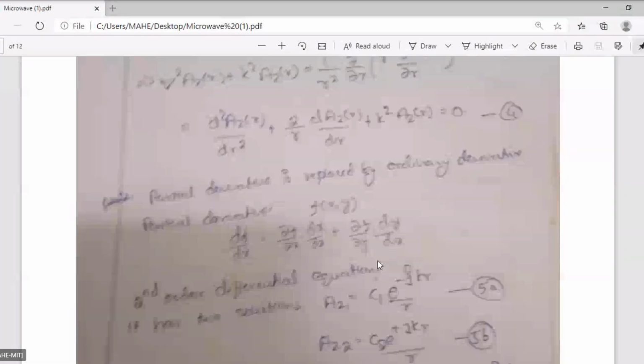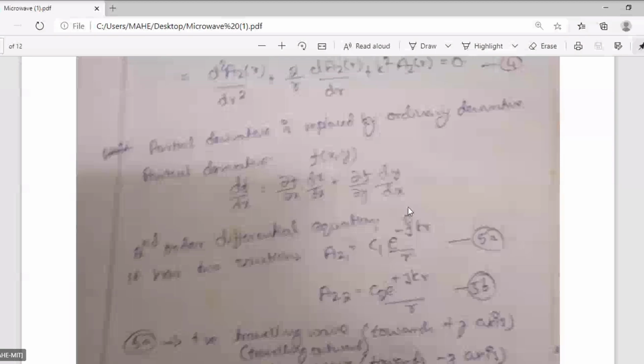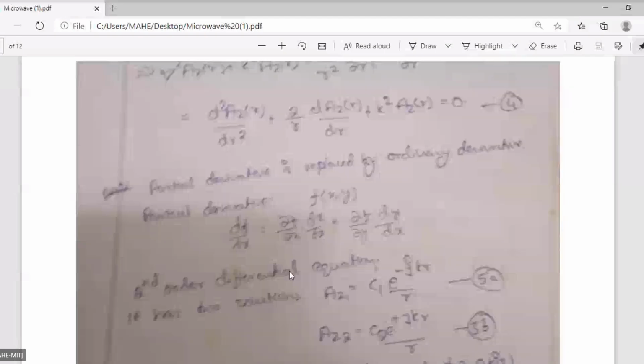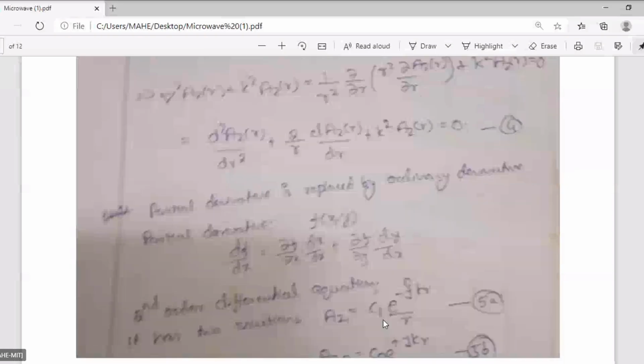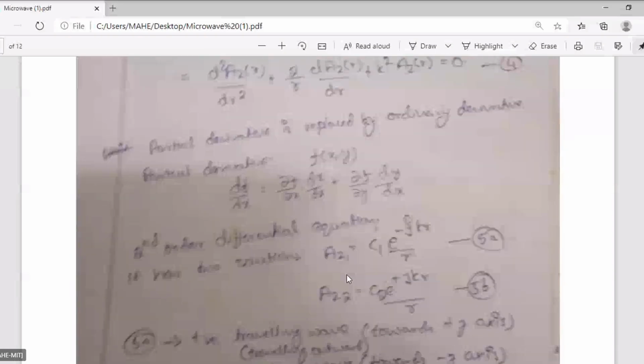Good. So now for the solution of equation 4, there can be two solutions. Az is a second order differential equation, so it has two solutions. If you solve this equation, you have two solutions for Az. One is Az1 and one is Az2. One is C1 into e raised to power minus jkr by r. Another one is C2 into e raised to power plus jkr by r.